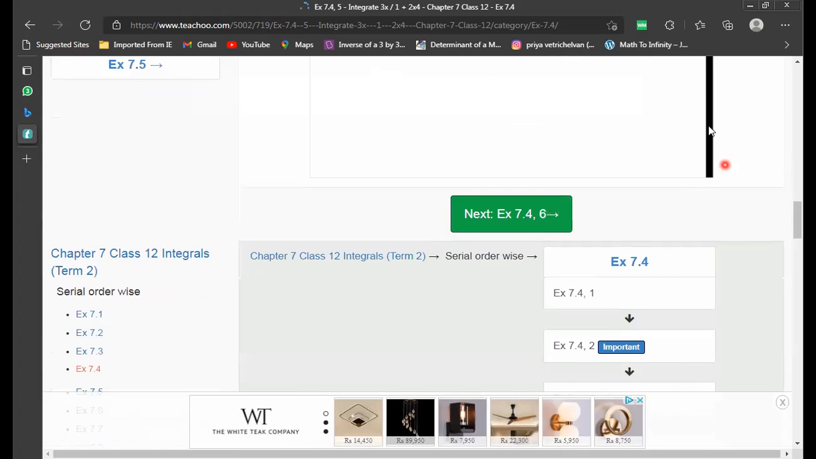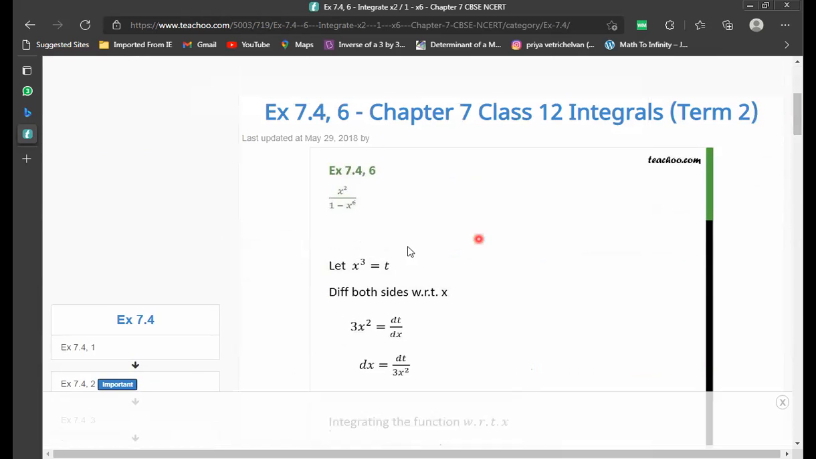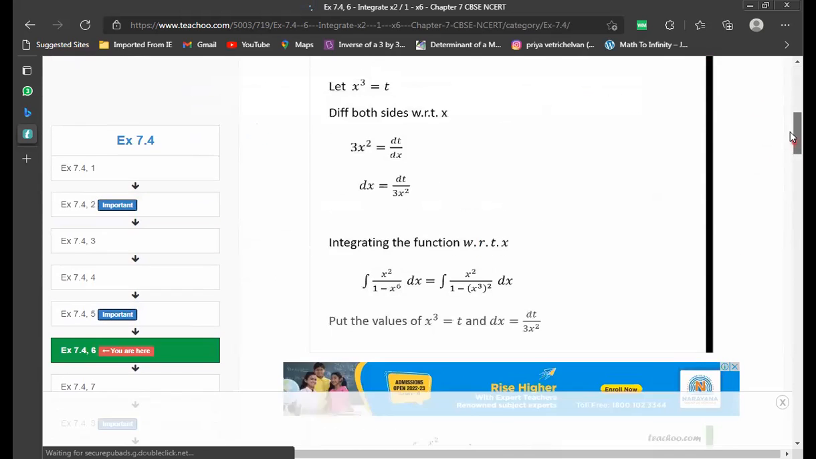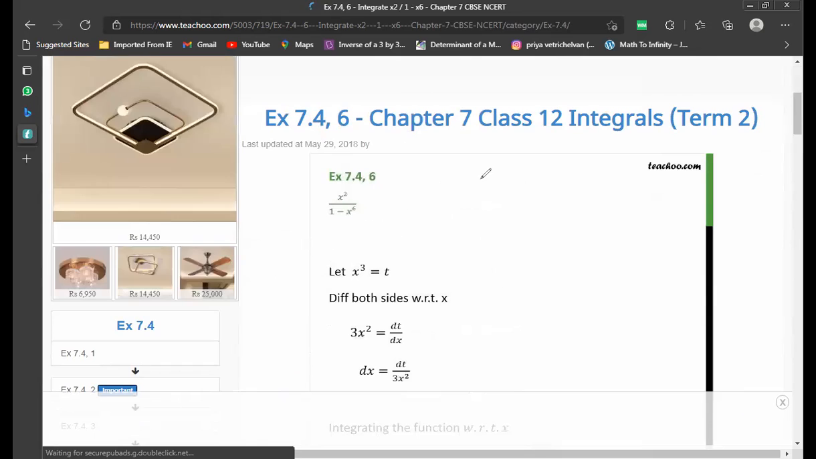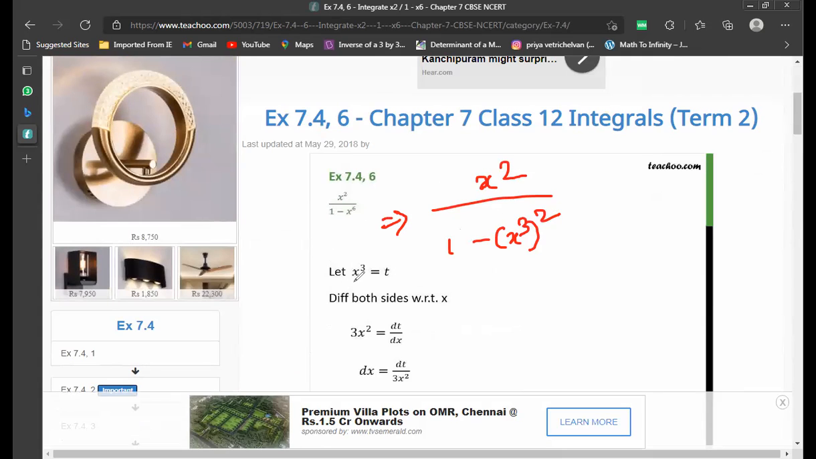This x power 6 can be written as x cubed the square. Again, go for the substitution method. I'll do this one by one. So you have x square upon 1 minus x cubed the whole square. So let x cube equal to t. When you differentiate both sides, x cube will turn into 3x square and t will turn into dt by dx. dx can be written as dt by 3x square.